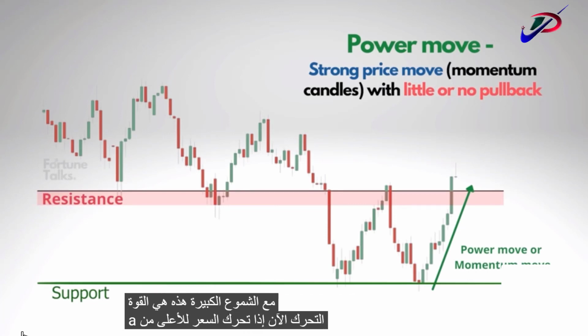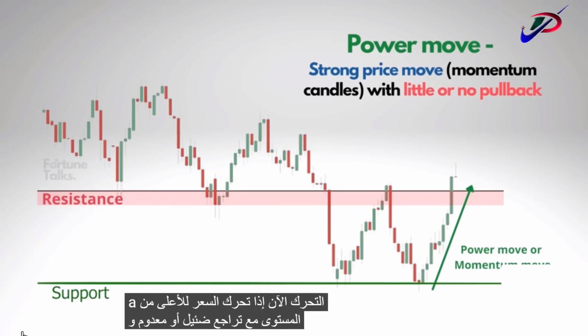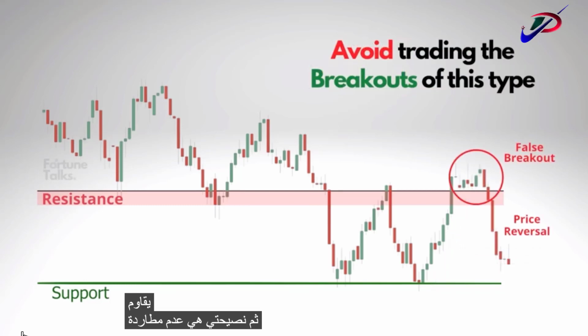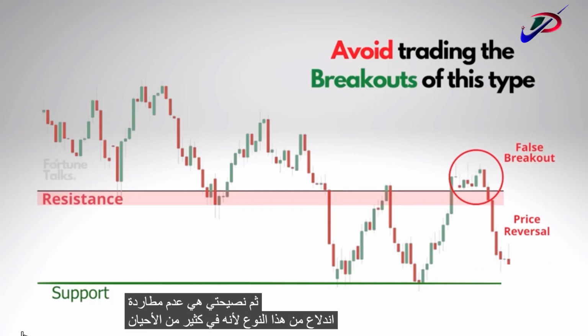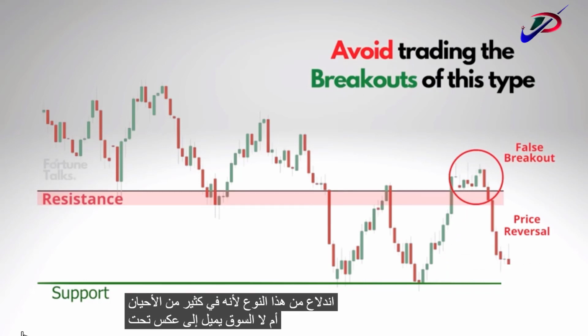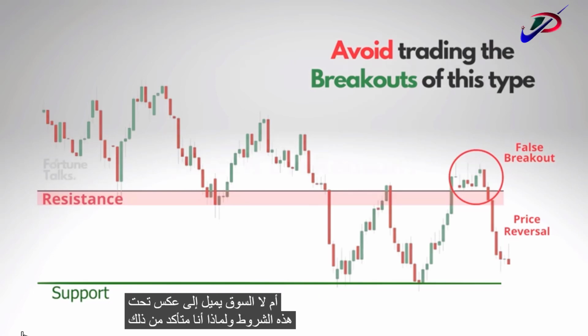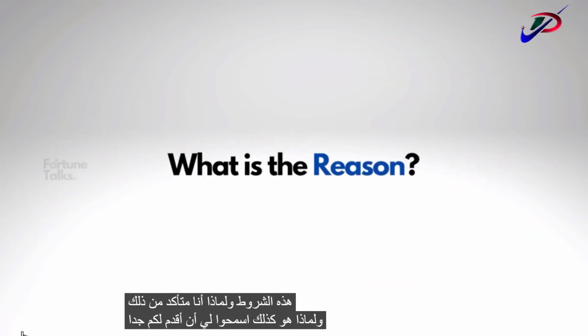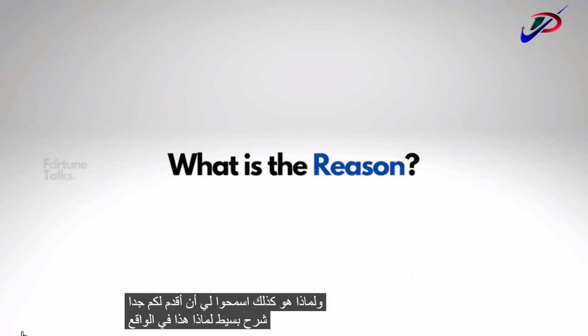Now if the price moves up from a level with little or no pullback and then it goes up higher, breaking an area or level of value like a support or resistance, then my advice is not to chase the breakout of this type, because more often than not, the market tends to reverse under these conditions. And why am I so sure, and why is it so? Let me give you a very simple explanation of why this actually occurs.